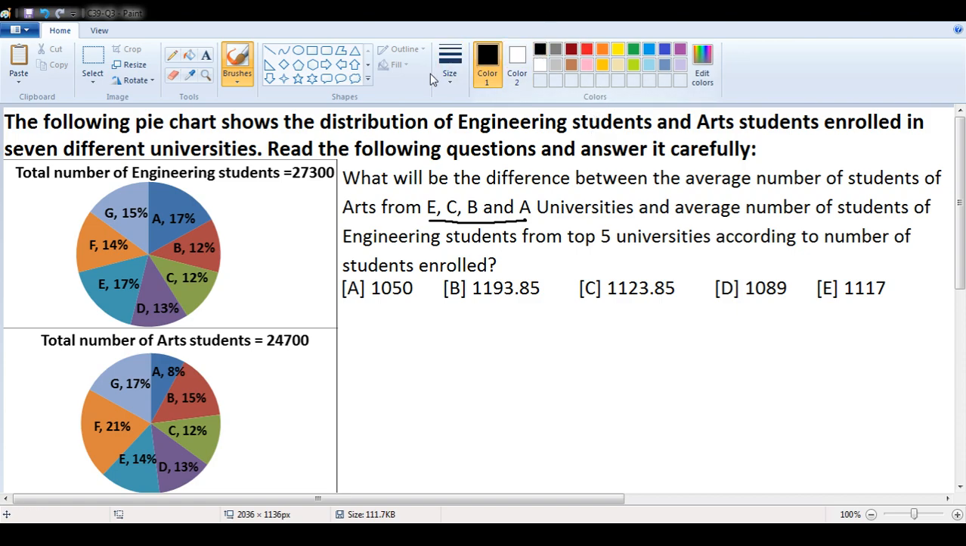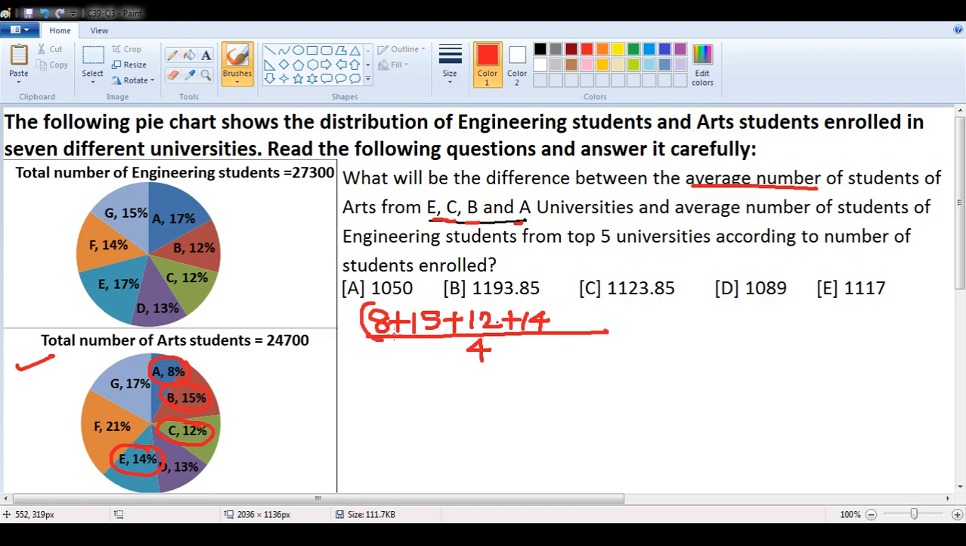Now let us understand statement by statement. Average number of students from arts, this graph they are telling, from A, B, C, E universities. Now, A is 8%, B is 15%, C is 12%, E is 14%. So it is 8 plus 15 plus 12 plus 14, and because they are talking about average, it is divided by 4.